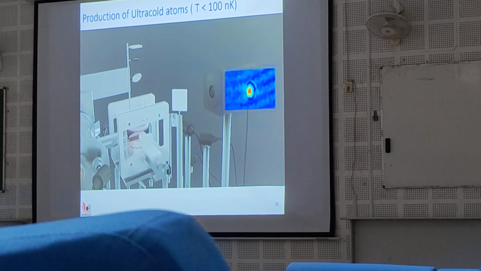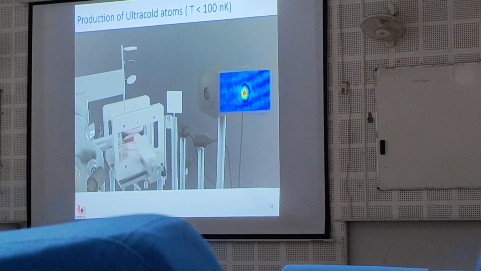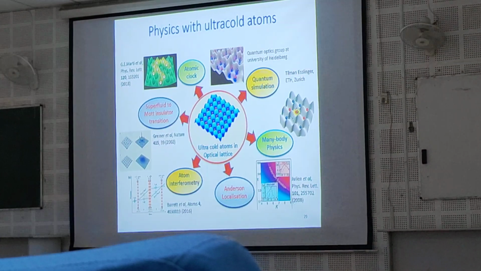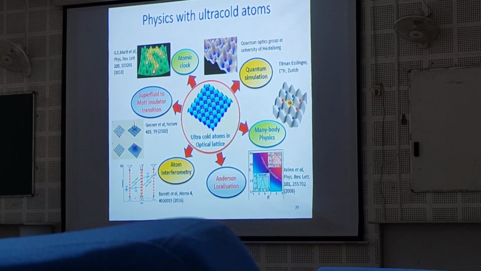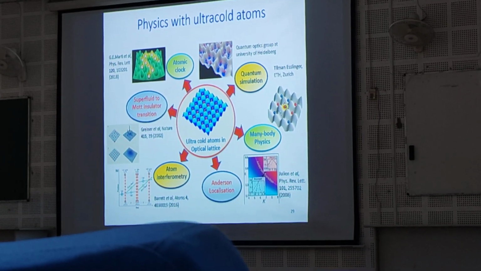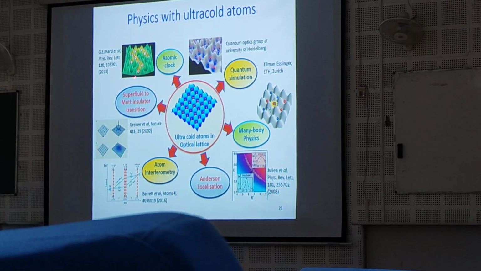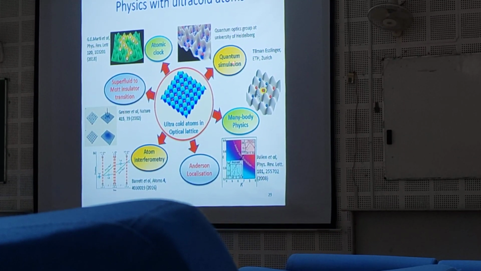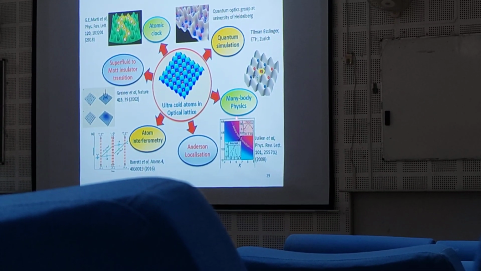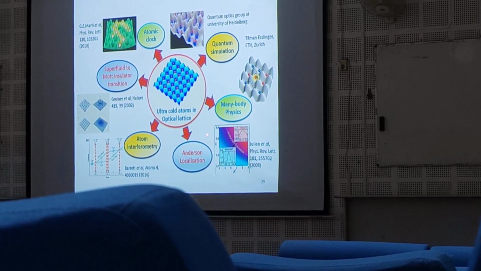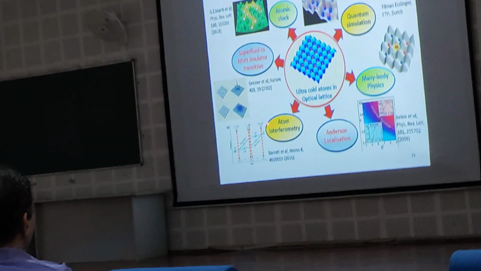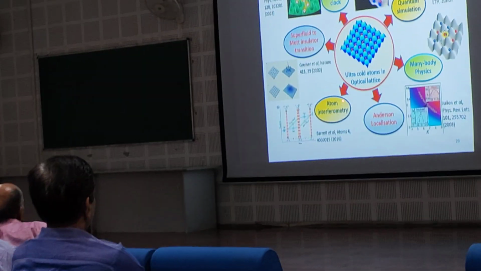So I'll quickly give you an example of using matter waves for atom interferometry. There are many experiments that can be done, as I mentioned. You can do quantum simulations, you can study many-body physics, the physics of Anderson localization, you can build very precise atomic clocks, and you can do matter wave interferometry.